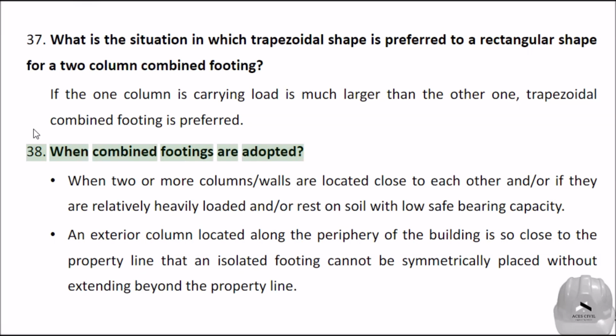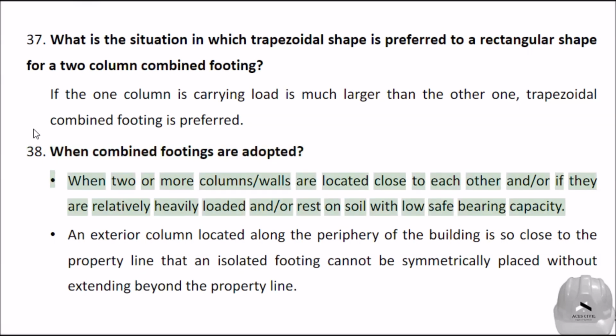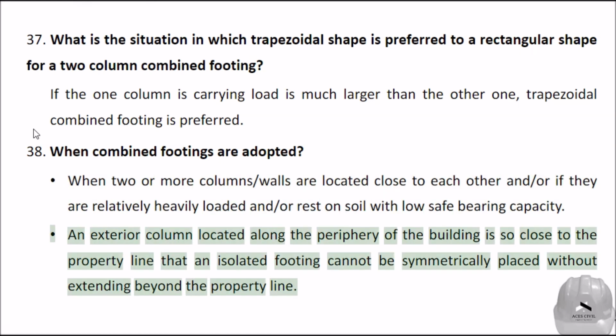38. When are combined footings adopted? When two or more columns or walls are located close to each other and/or if they are relatively heavily loaded and/or rest on soil with low safe bearing capacity. An exterior column located along the periphery of the building is so close to the property line that an isolated footing cannot be symmetrically placed without extending beyond the property line.